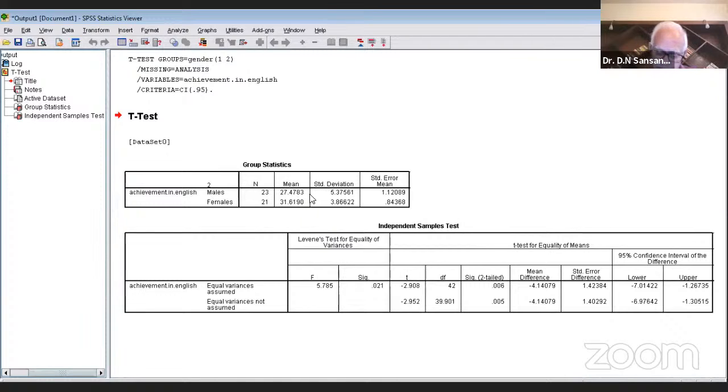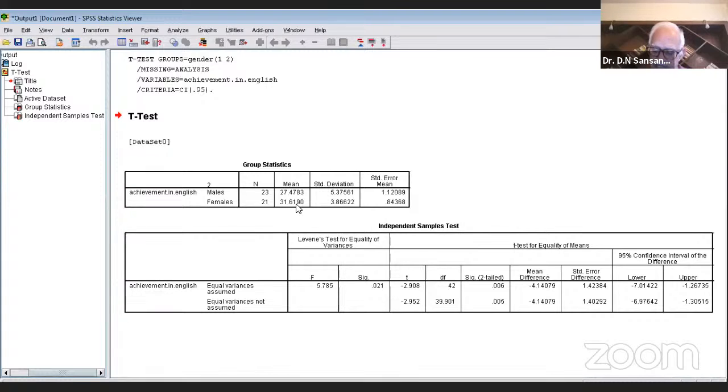Let me write. For male, it is 27.478. Because it is 0.478, I can make it 0.8 because of the rule of approximation. And in case of females, you have 21 females and the mean is 31.619, so I'll say 31.62.